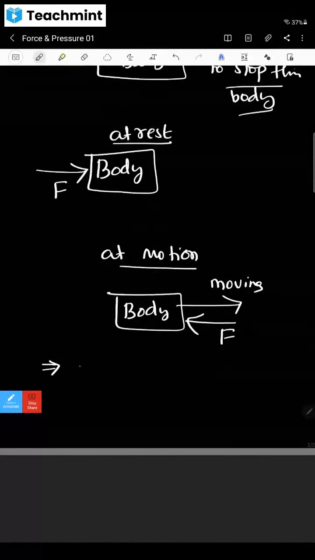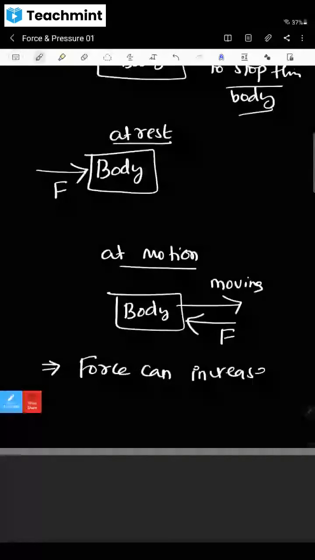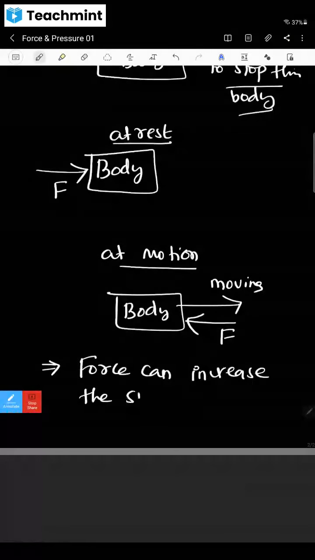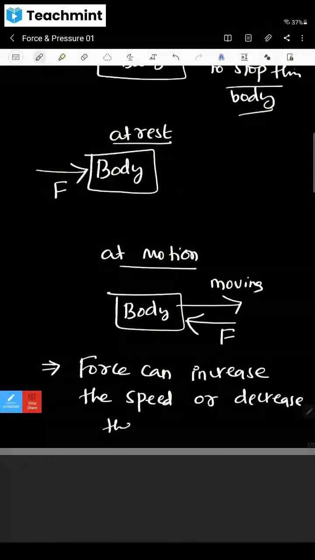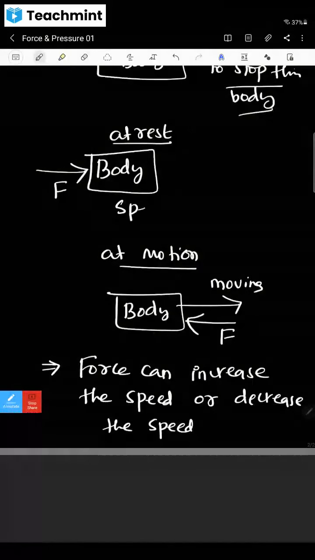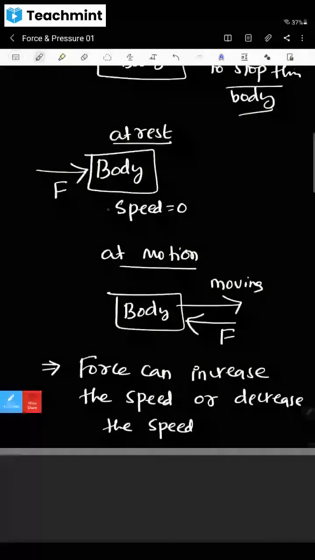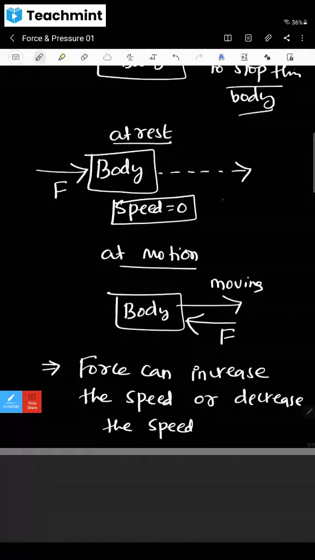This force can increase the speed or decrease the speed, correct? Initially, look at this: what was the speed of this body? It was at rest, which means the speed was 0. Now, if you applied the force, the speed increased, no?